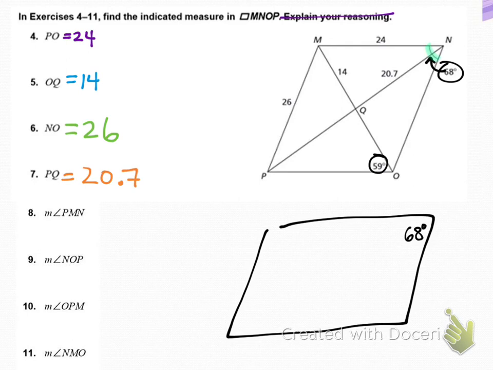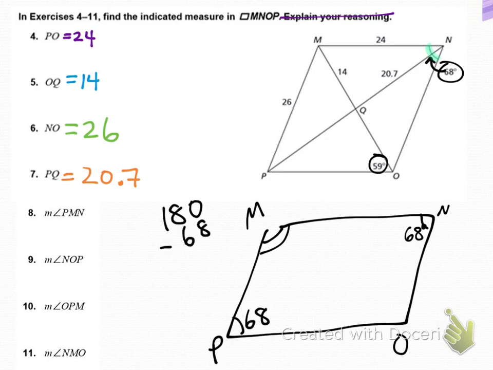The reason I drew this down here is because if we know 68, we know a lot of different things. This is N and M and P and O. What angle do we also know? P is also 68. What is M going to be? 112. So O is also 112. Okay.